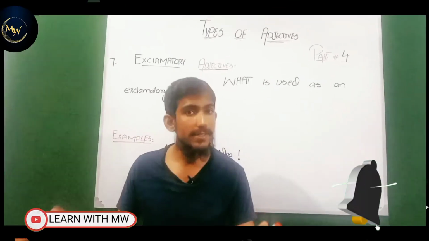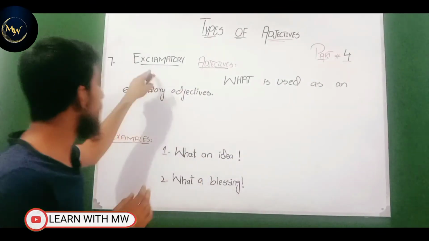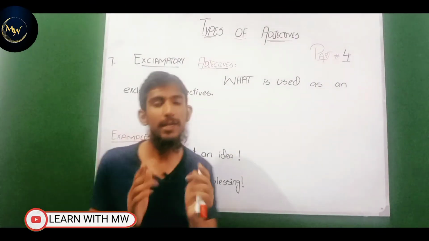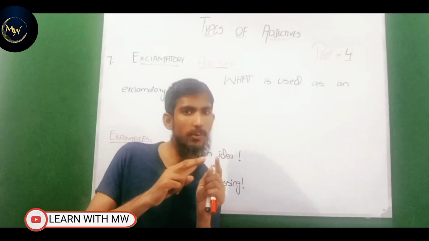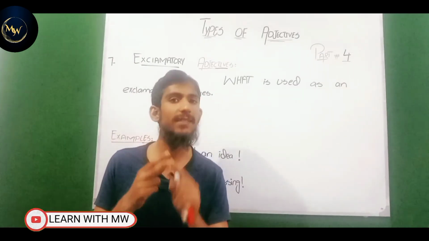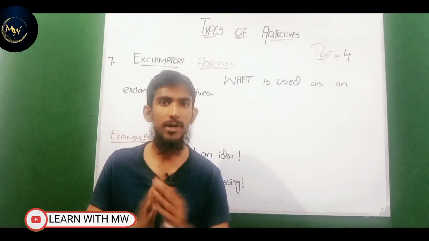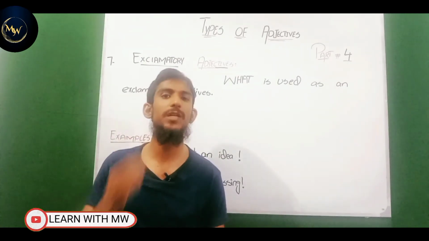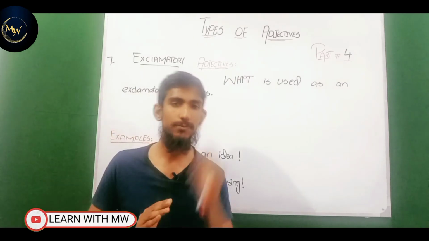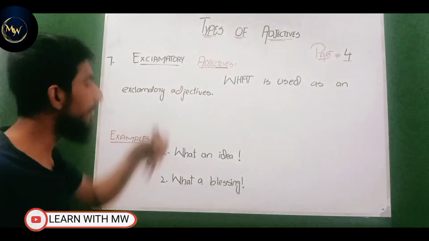Now we will discuss the last type of adjective, which is the exclamatory adjective. We will look at the 6th type of adjective and the 7th type of adjective: emphasizing adjective and exclamatory adjective. These are basically very rare types of adjectives in English grammar. But Learn with MW, this channel will give you this sort of information. So now we'll discuss the exclamatory adjective.